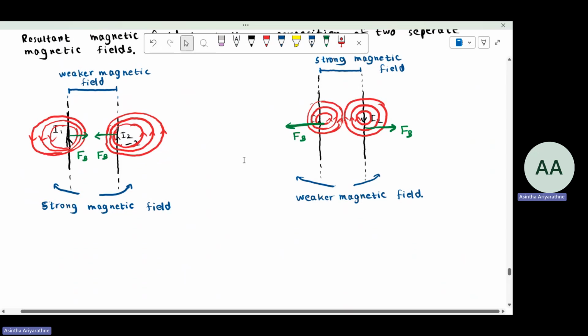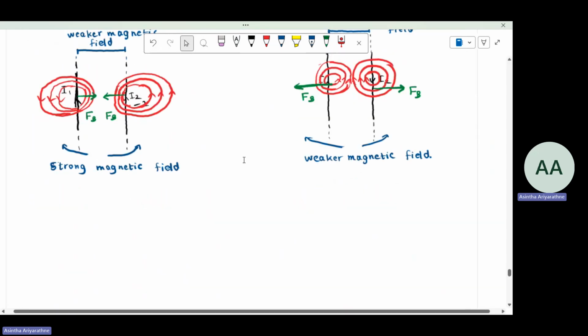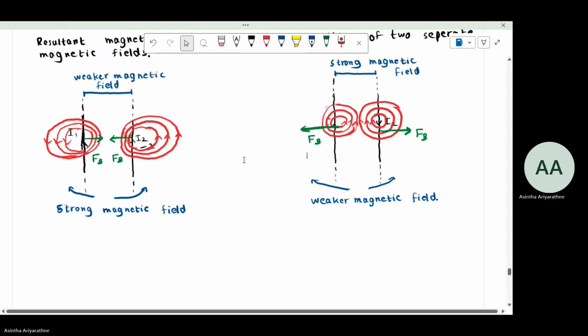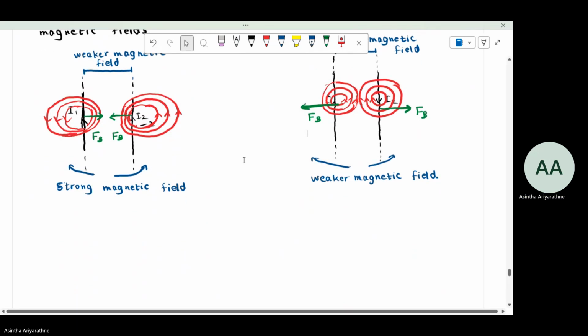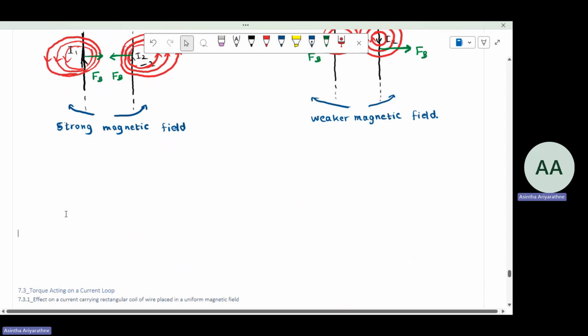So the final conclusion we can have: if there are two current carrying conductors stationed parallel, which transmit current in the same direction, they get attracted. Whereas if there are two current carrying conductors stationed close together, but the direction of current is different, then what happens? They occur repulsive force, right? Repulsive force would be there. So that's the final conclusion that we can make.